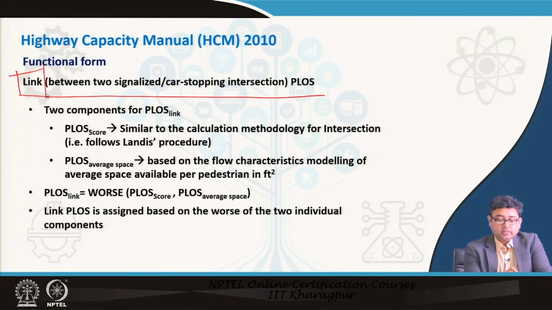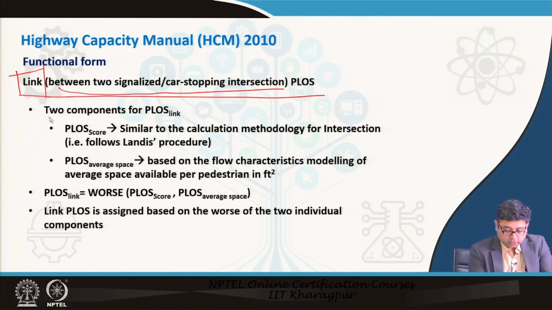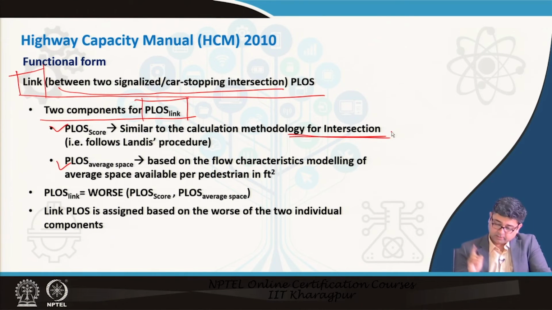Remember again, a link is between two signalized intersections. If it is two signalized intersections, the distance between them is called a link. If there is no signalized intersection, then you start from one signalized intersection and go till you reach a signalized intersection. That entire length is called the link. The pedestrian level of service score of the link depends upon two things: the pedestrian level of service score for the intersection, which we have already looked at, and the flow characteristic modeling of the average space.